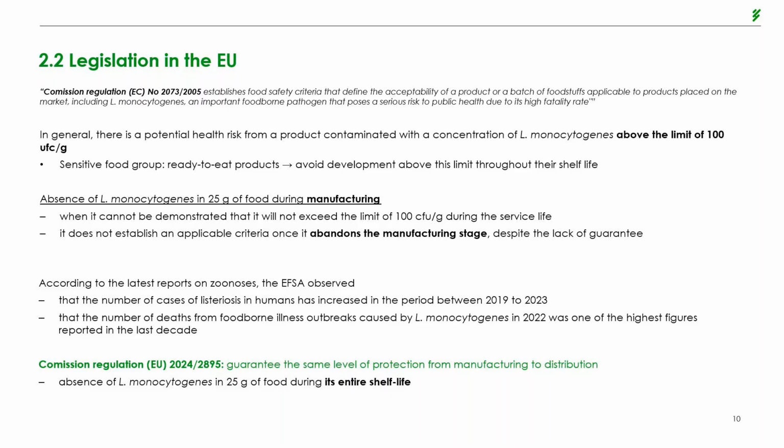And due to all of these reasons, an amendment to Regulation 2073/2005 was published, which is Regulation 2024/2895. It was just published in November last year to ensure this same level of protection to public health from the manufacturing stage to the distribution in ready-to-eat foods. This criterion of absence of Listeria mono in 25 grams for the entire shelf life of the product.